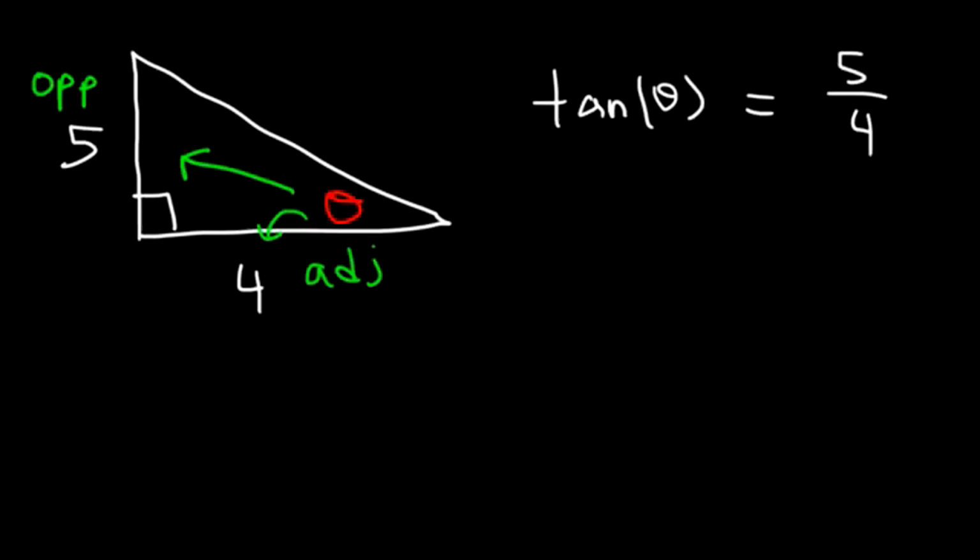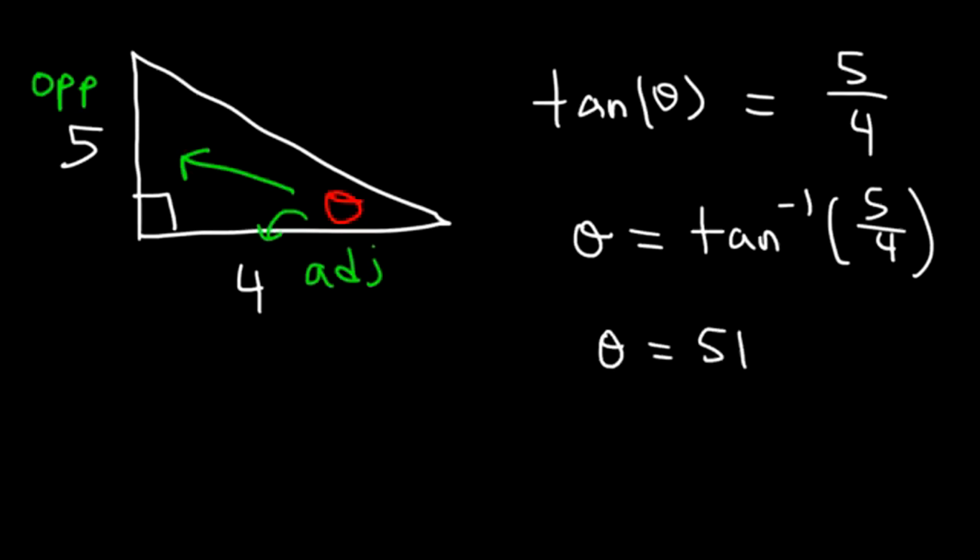If tangent theta is 5 over 4, then theta is going to be the inverse tangent or arctangent of 5 over 4. And you simply have to type this in your calculator. So type in arctan 5 over 4. And you should get an angle of 51.34 degrees. So that's how you could find the missing angle.